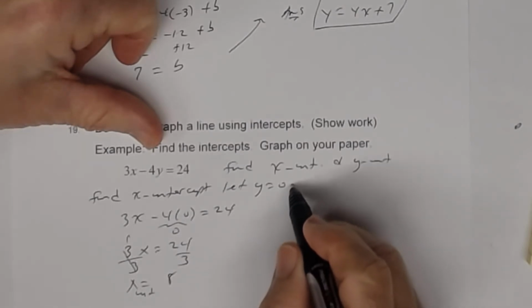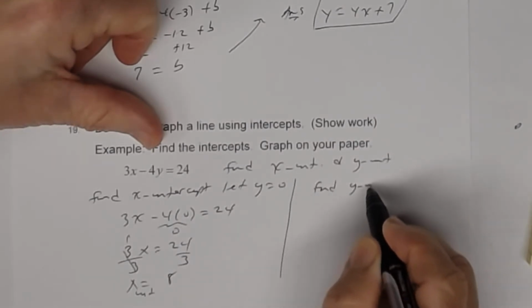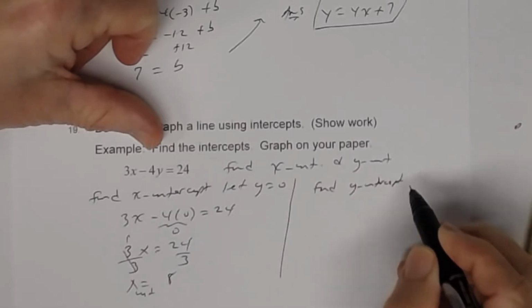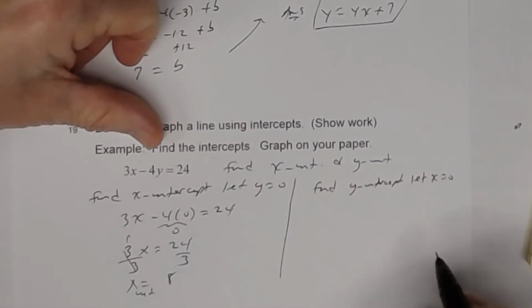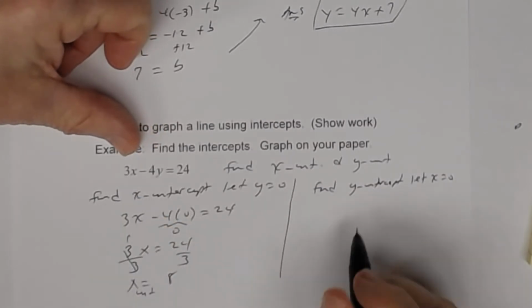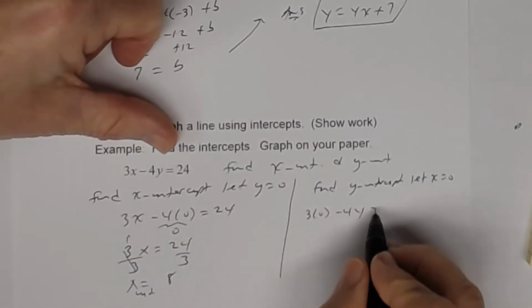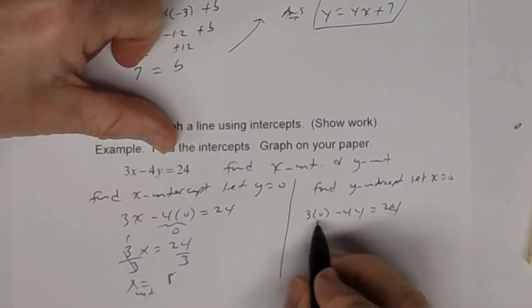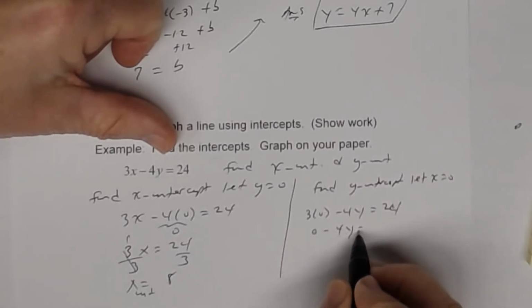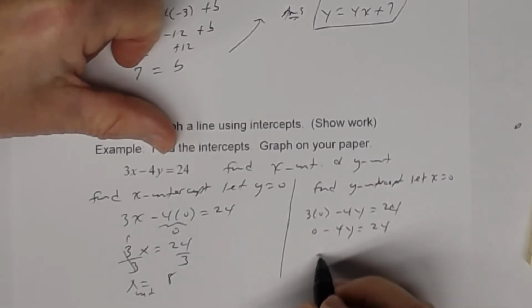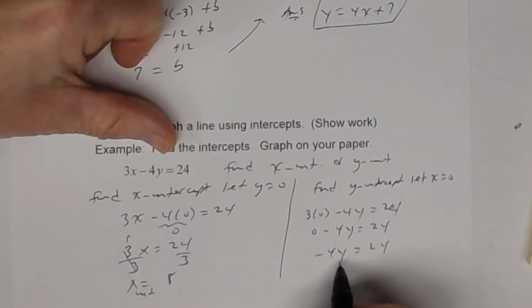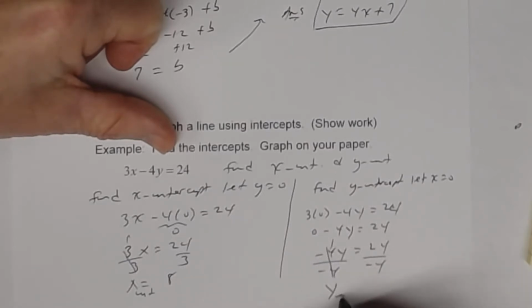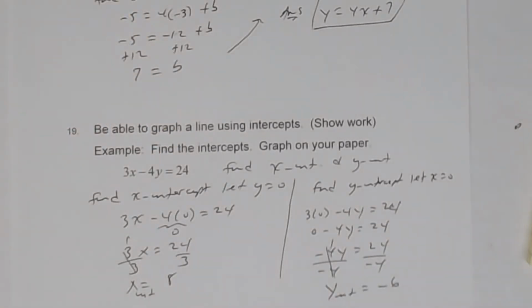To find the y-intercept, that's where the graph crosses the y-axis. You're going to let x equal 0. So when x is 0, I get 3 times 0 minus 4y equals 24. 3 times 0 is 0. 0 minus 4y is -4y equals 24. You have to solve for y. To get y by itself, divide both sides by -4. -4 divided by -4 is 1, and 1 times y is y. So my y-intercept is 24 divided by -4, which is -6.